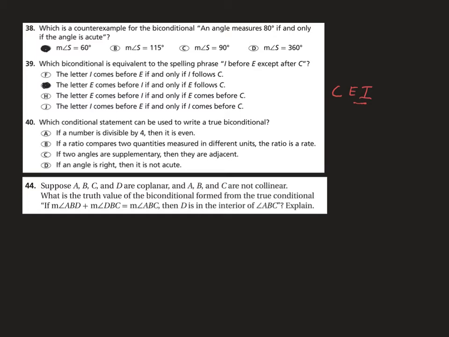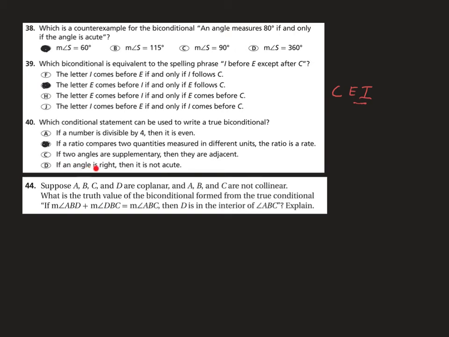Next one is, if a ratio compares two quantities measured in different units, the ratio is a rate. Okay, so let's say that's true. How about the converse? A ratio is a rate if it compares two quantities measured in different units. Well, that is definitely true. Just to double check, let's take a look at the last two. So if two angles are supplementary, then they are adjacent. Well, that's not true. The supplementary angles just need to add up to 180 degrees. They do not need to be adjacent.